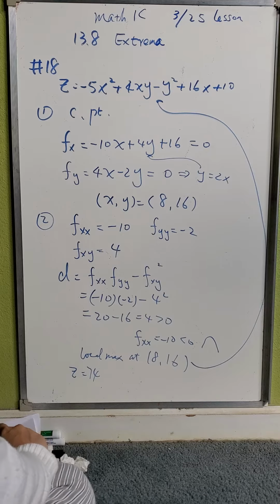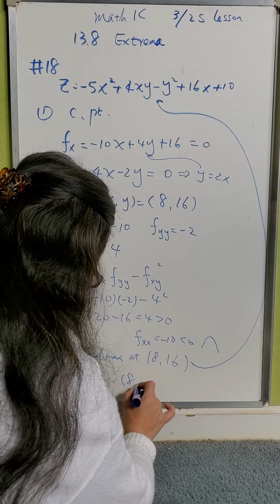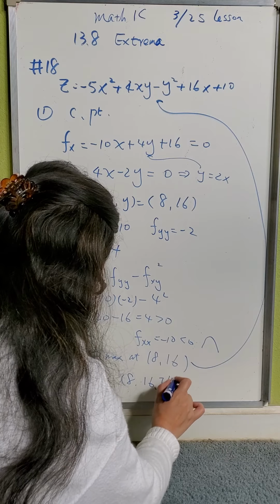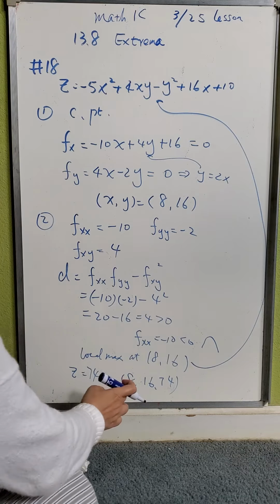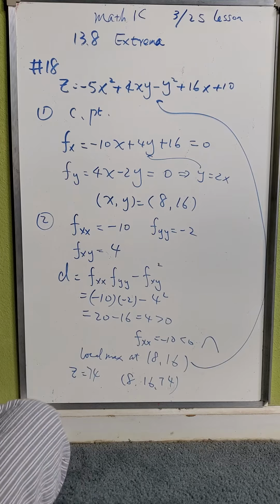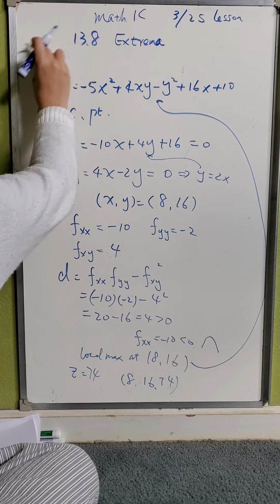So therefore your maximum value is 74, okay? The point is 8, 16 and 74. So this is like x, y, z. So that's how you do number 18. And so number 18 we get a local max. Let's try the other one.